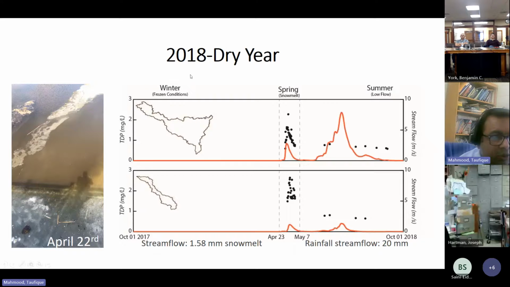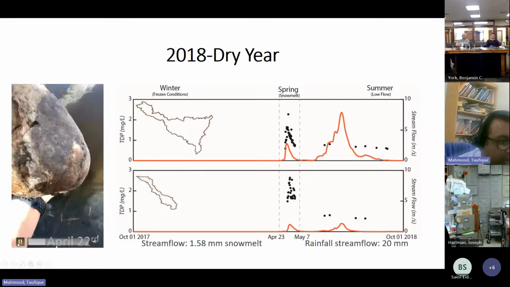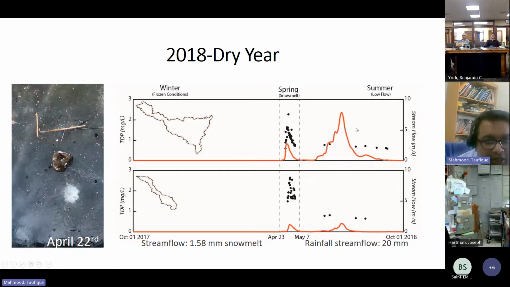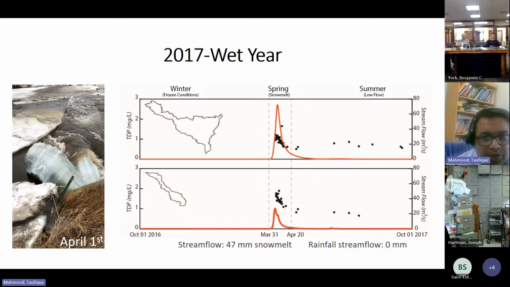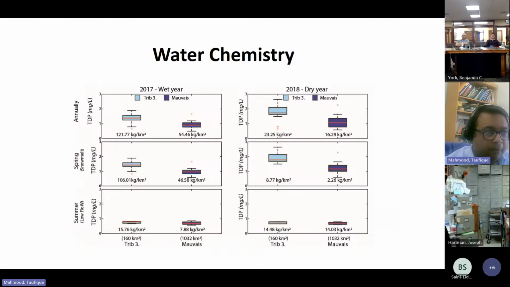On the other hand, 2018 was a pretty dry year, and the same location that was gushing water so hard, so fast in 2017 was barely moving at that time. The stream flow was much, much smaller, only 10 cubic meters per second compared to 80 cubic meters per second in 2017. So one is the hydrologically dry year, another is the hydrologically wet year.